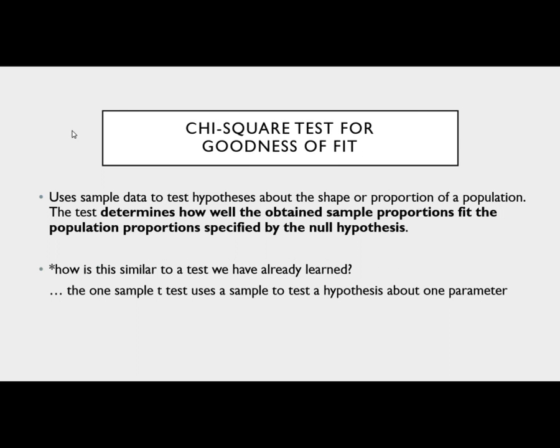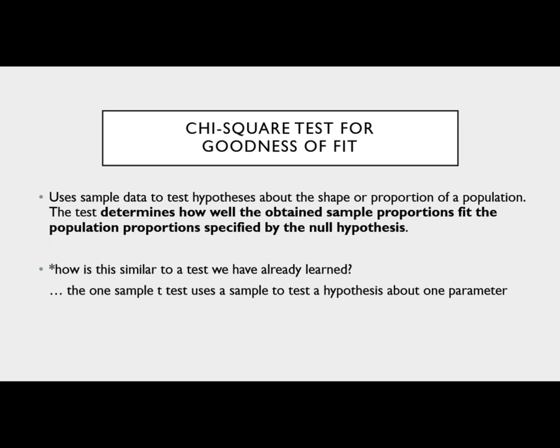The original scores may violate some of the basic assumptions that underlie certain statistical procedures. So the chi-square test for the goodness of fit uses sample data to test hypotheses about the shape or proportion of a population. The test determines how well the obtained sample proportions fit the population proportions specified by the null hypothesis. I will give you examples of what that means.